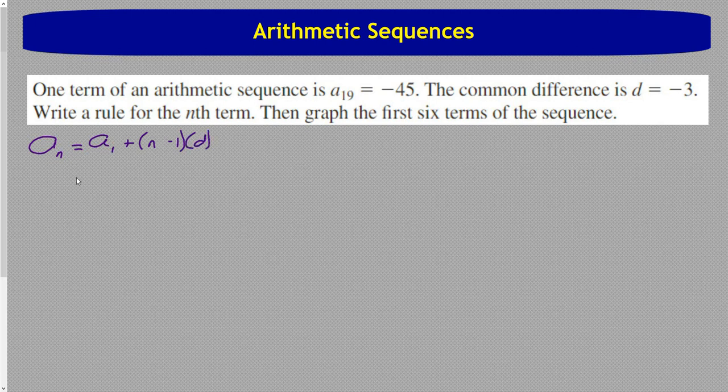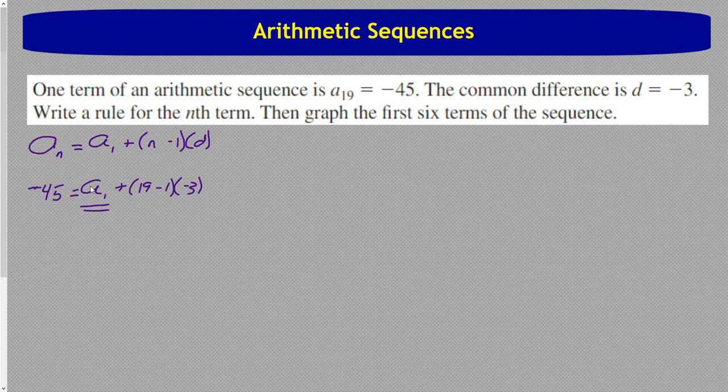So let's plug in what we know. I know that the nth term, in this case the 19th term, is negative 45. I do not know what a sub 1 is. This is the 19th term, so that's my n, and the common difference is negative 3. So I just need to solve for the first term. Then I can go back and write the rule for the whole thing.